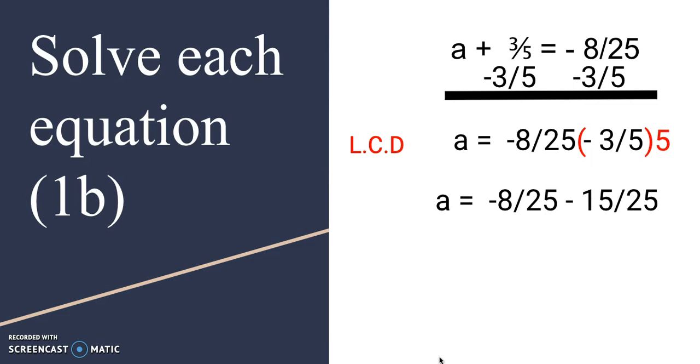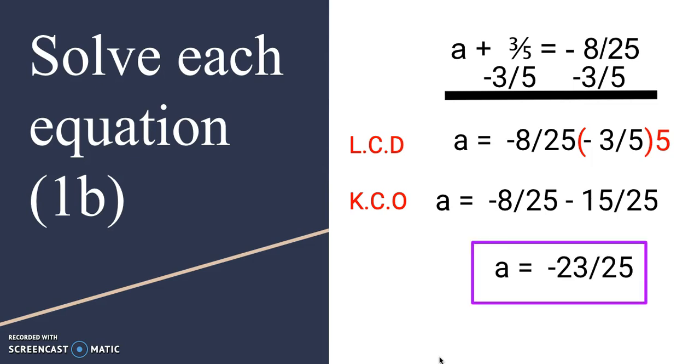At this point, you do keep change opposite, so you keep the first sign on the first fraction, you change the equation and do the opposite of the sign for the last, so it becomes a -8/25 plus a -15/25. When you add two negatives together, you add the numerators, keep the denominator, and that's your final answer.